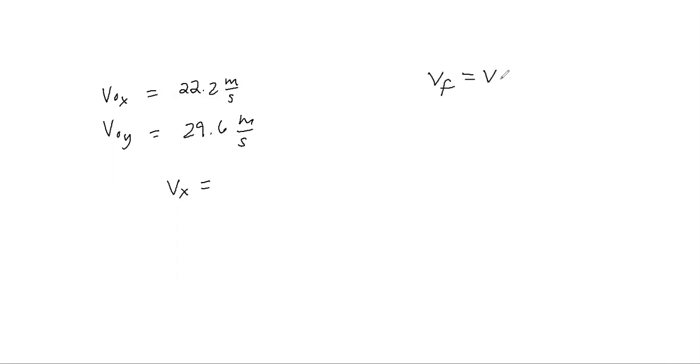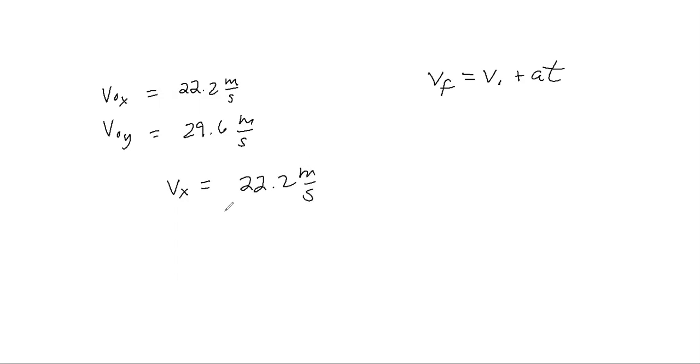Okay, now I need to find my velocity. So let's see, I'm given V naught x and V naught y. X was, let's see, 22.2. And V naught y was 29.6. All right, so for my velocity, V sub x, remember that velocity equation, V final equals V initial plus acceleration times time. So V sub x is going to be equal to 22.2 meters per second.